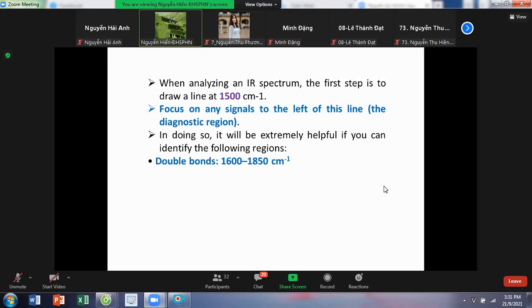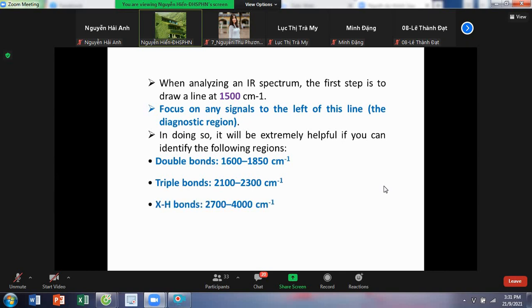And then you have some useful information. The first region that we are concerned about is the region for double bond. So double bond is ranging from 1,600 to 1,850. And then you have the range for triple bond, so CC triple bond or CN triple bond, and it's about 2,100 to 2,300, a little bit higher, because triple bond is stronger than double bond.